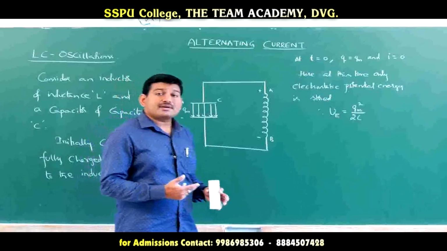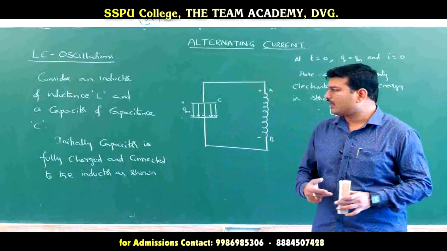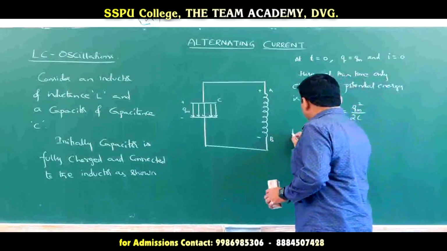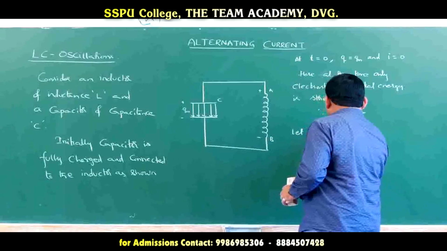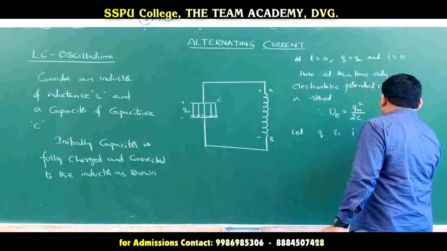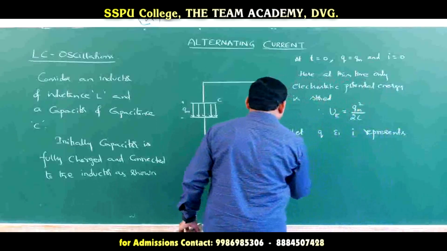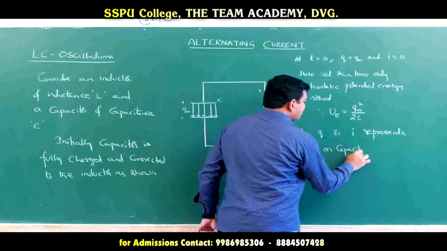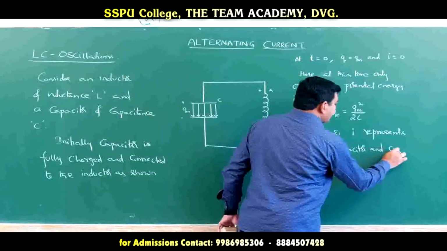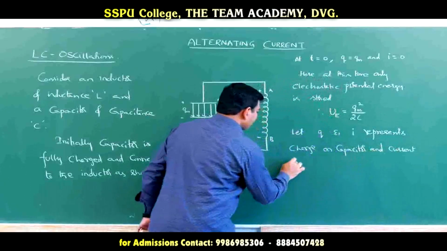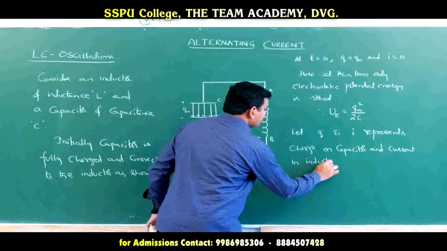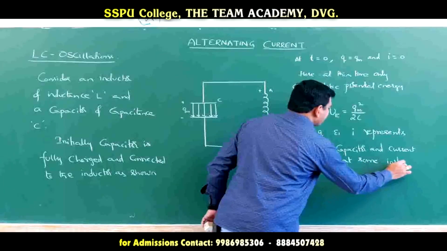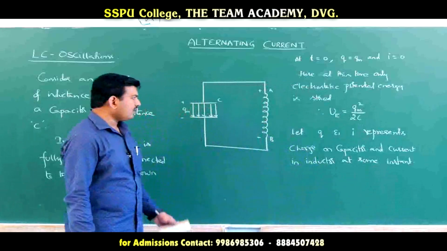Now let us consider an arbitrary instant of time. At some instant of time, let the charge on the capacitor be Q and the current in the inductor be I. Let Q and I represent the charge on the capacitor and the current in the inductor at some instant.